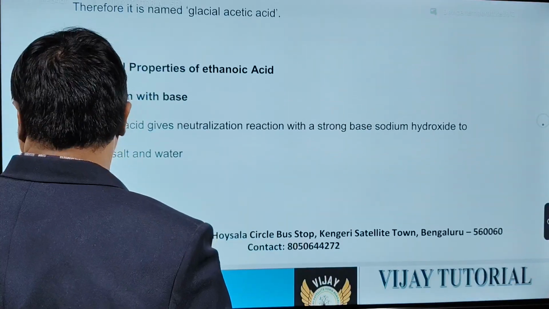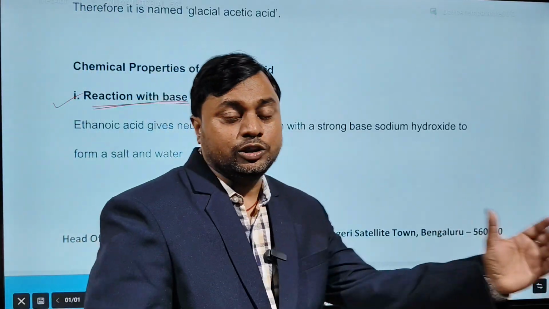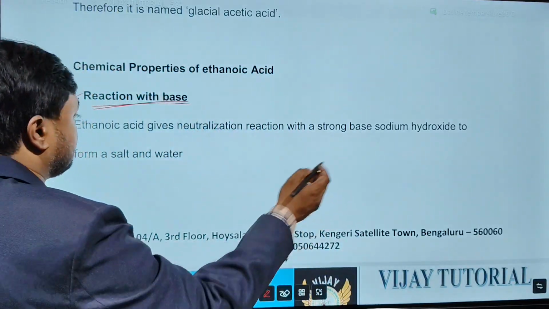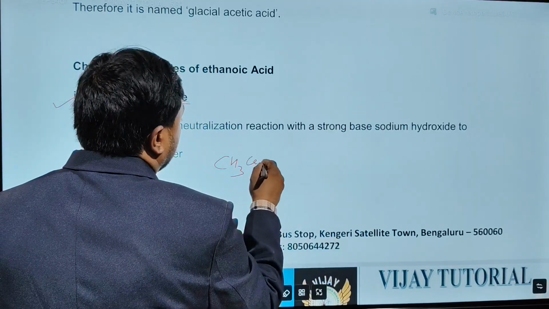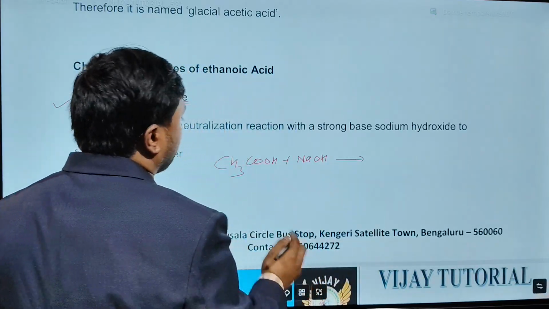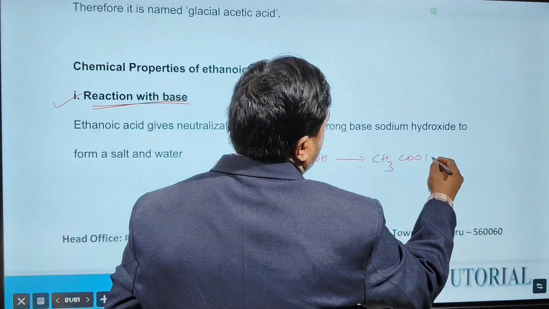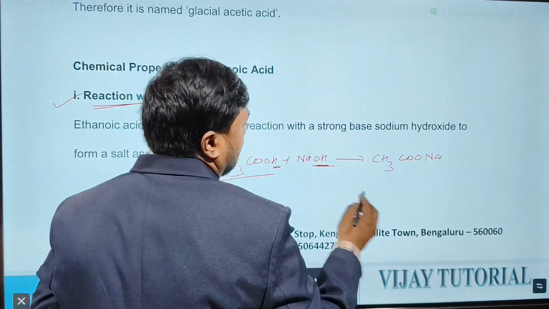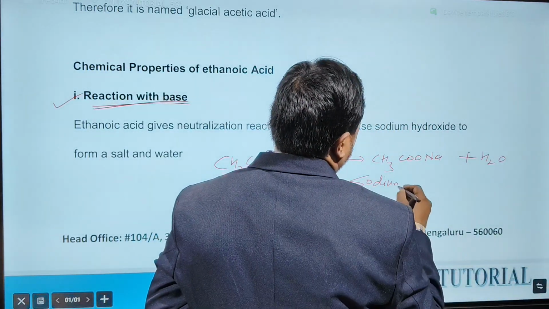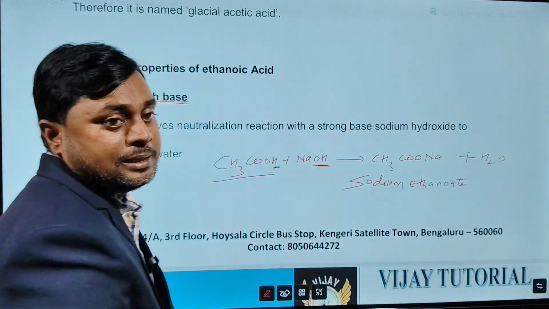Now we will talk about the chemical properties of ethanoic acid. The first one is the reaction with a base. As it is an acid, it will react with a base and form salt and water. This is also called a neutralization reaction. So let's write the equation: CH3COOH, that is the acid, with the base NaOH. The salt formed is CH3COONa, sodium acetate, plus OH and H form water. This salt is sodium ethanoate. So this is a neutralization reaction.